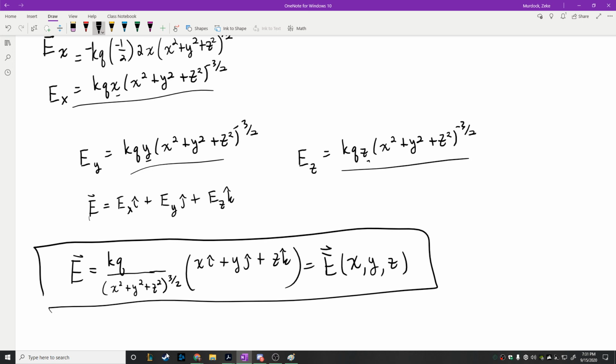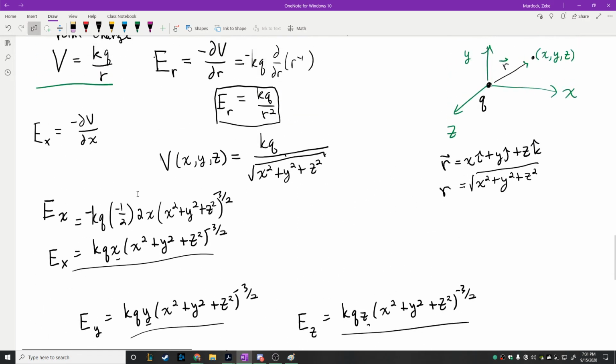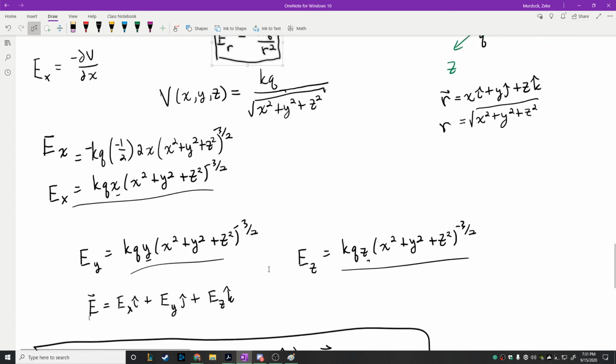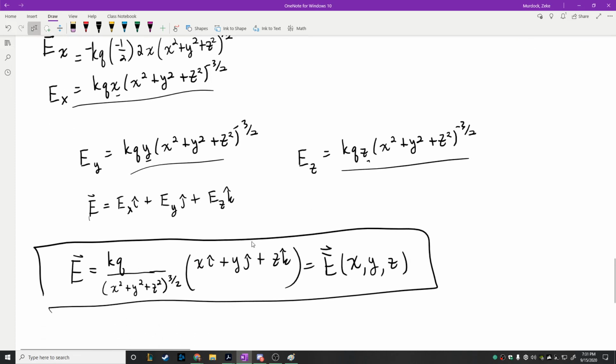Okay. Now that looks pretty ugly, right? I mean, there's a reason why when we talk about electric fields of a point charge, we usually talk about radius as opposed to x, y, and z, because this is a much more compact way to write the exact same thing, right? But nonetheless, we can pull it out of here actually, and show that it's the same thing.